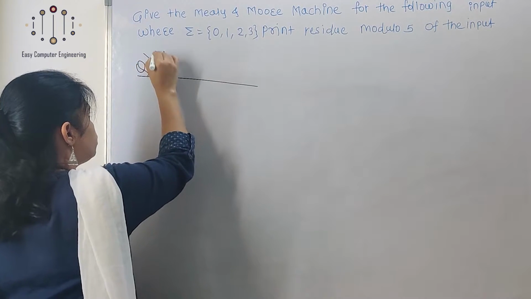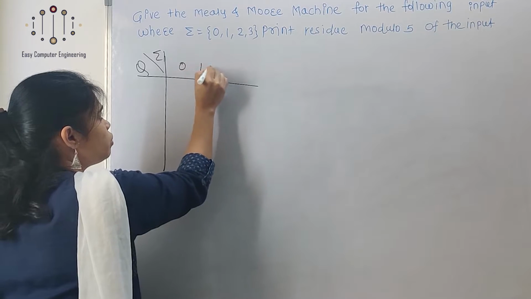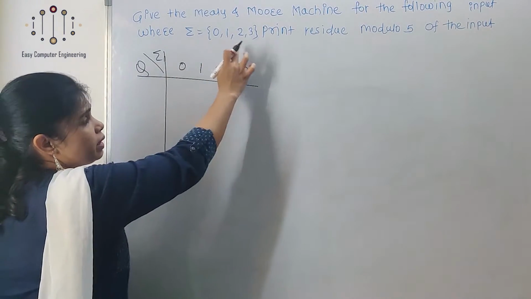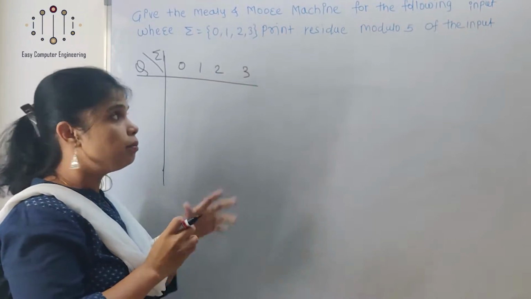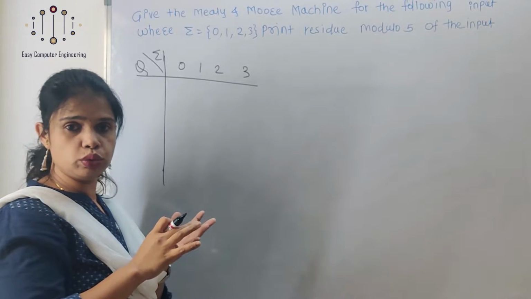Okay. This will have Q and sigma. Here 0, 1, 2, 3. So sigma will have 0, 1, 2, 3. Okay. Now how many states? For residue modulo 5, modulo 5 means how many remainders will be there? 0, 1, 2, 3, 4.